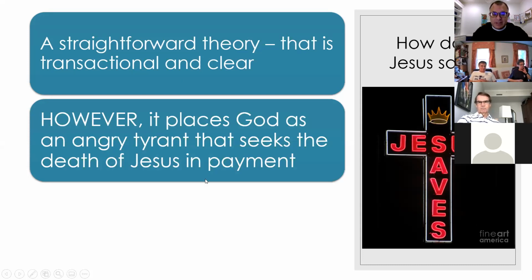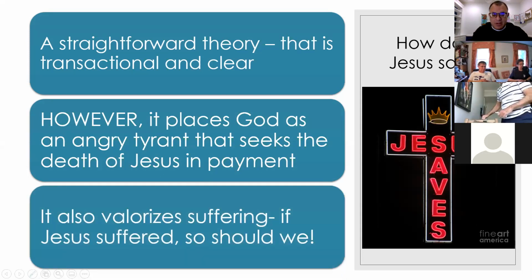However, it places God as an angry tyrant who seeks the death of Jesus in payment, the death of his own son. It's not really a complimentary portrait of God the Father. Jesus comes out well as one willing to die on our behalf, but God is not in such a great situation. It also valorizes suffering. If Jesus suffered, so should we. And if you've done something wrong, then you should pay for it and pay heavily. Both of these are side effects of the theory. They're not meant to be the main part of the theory, but it's a very clear connection to how people view atonement theory. If they have this idea of substitutionary atonement, especially penal substitutionary atonement, then they've got a pretty good idea that we should pay and pay mightily.